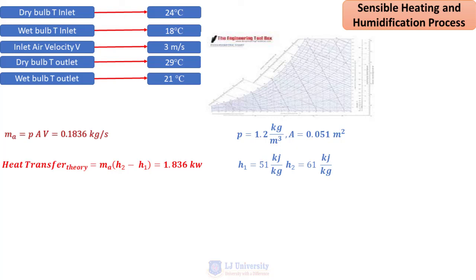So by m_a (H2 minus H1) we will get the theoretical heat transfer, which is 1.836 kilowatt. By using m Cp delta T we can also get the practical heat transfer, which can be nearly equal to the theoretical heat transfer. So this is how sensible heating and humidification takes place.